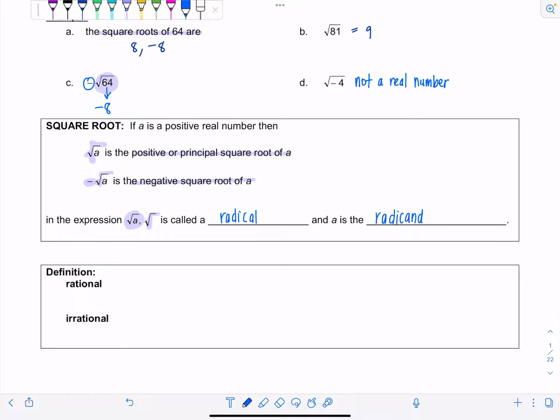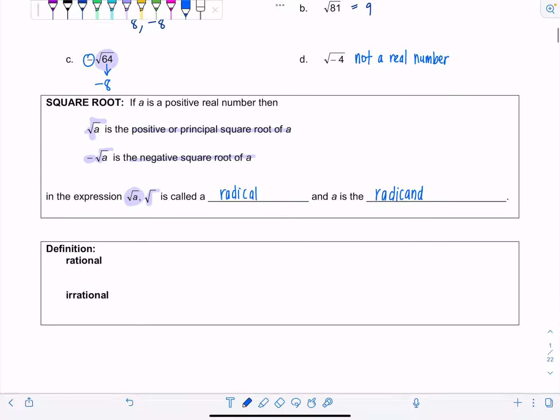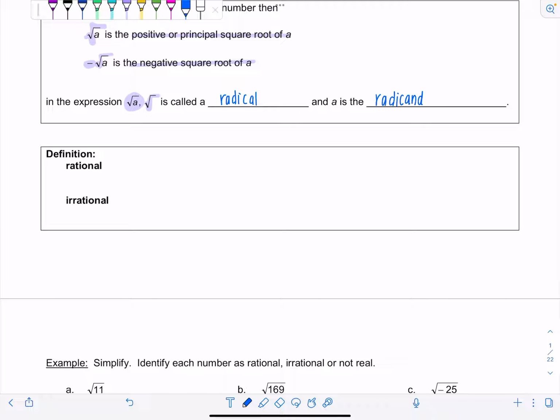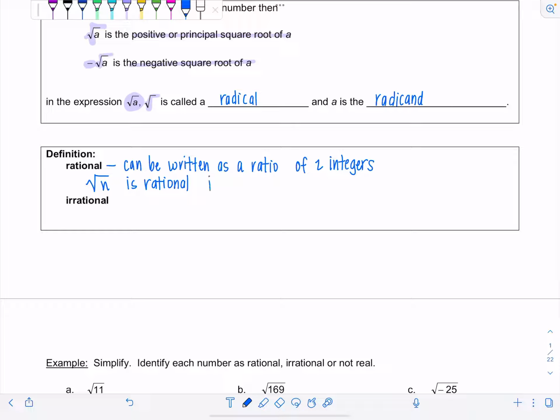Now another definition, rational versus irrational numbers. I think the easiest thing to keep in mind is that a rational number can be written as a ratio of two integers. Can be written as a fraction. Also, keep in mind that the square root of n is rational if n is a perfect square.